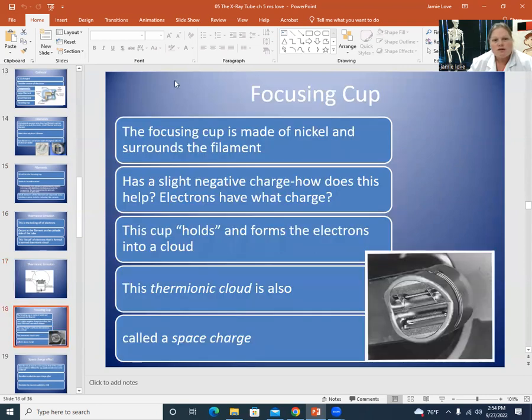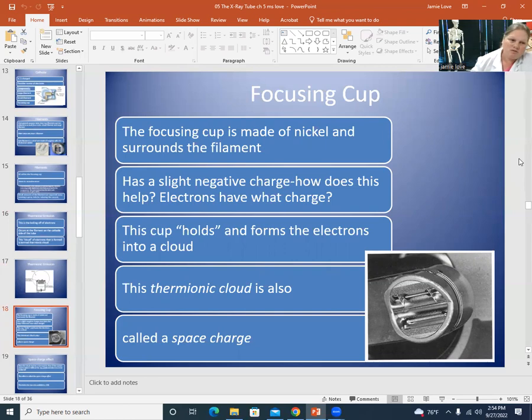So this is where the focusing cup comes into play for us. It's made of nickel. It surrounds the filament. It has a slight negative charge. So that negative charge of the focusing cup helps to keep our little cloud into place with those little electrons, helps form the cloud. Another name for that is the space charge, and that's because we have a thing called the space charge effect.